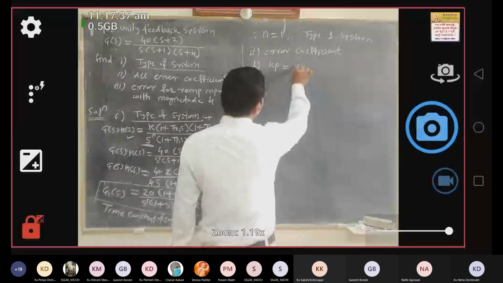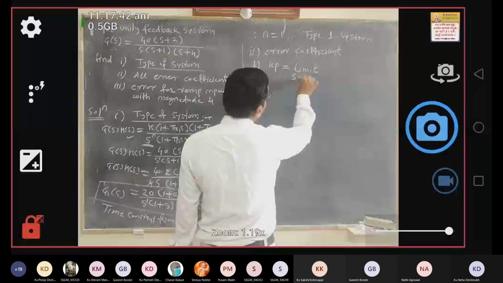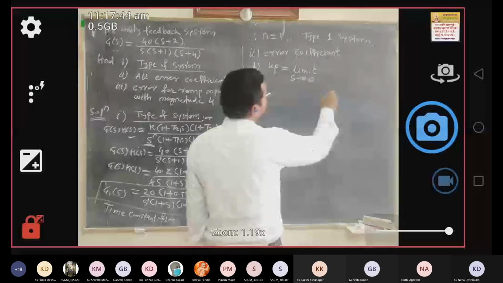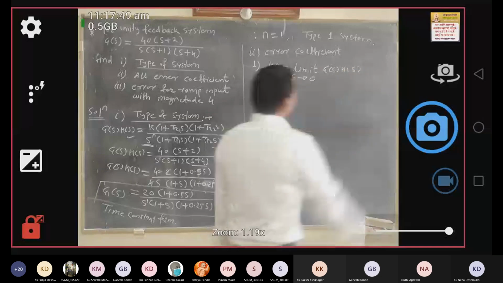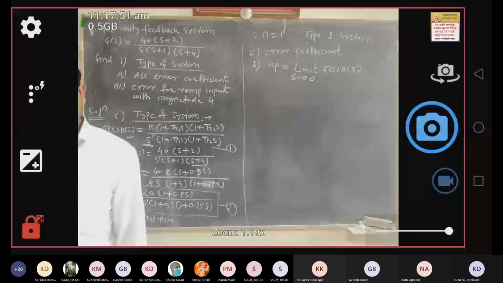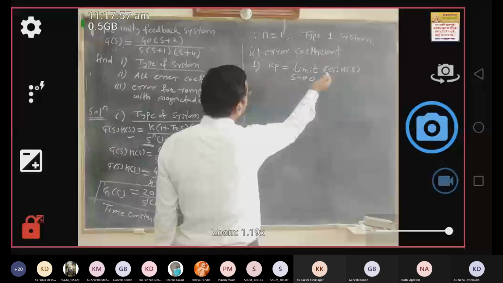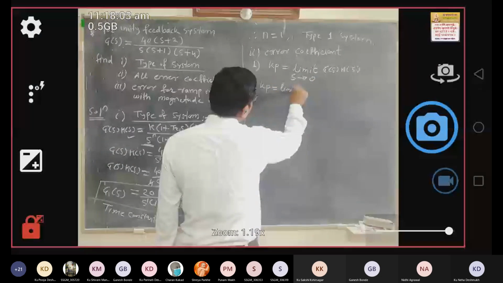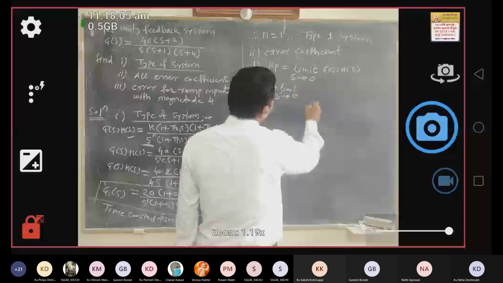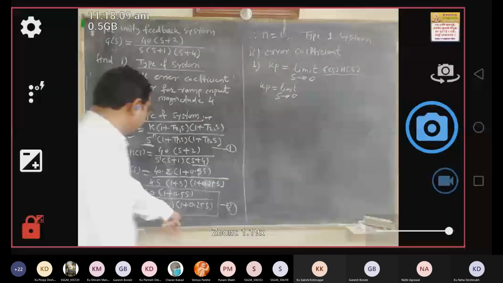Kp will be given by limit s tends to 0, G of s into H of s. Okay, so now substitute the value here. So Kp is equal to limit s tends to 0. Substitute the value of G of s into H of s, that is equation number 2.